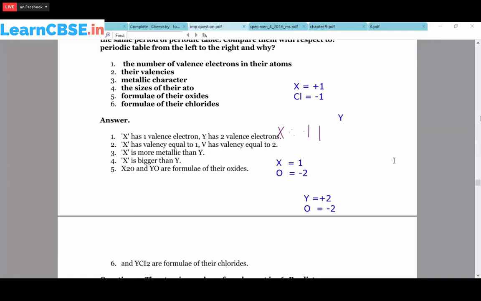Now here, Y equals plus 2 and Cl equals minus 1. In this case, the charges are not the same. Here it is plus 2 and here it is minus 1. So we have to do the cross multiplication: 1 with Y and 2 with Cl. So the formula is YCl2.